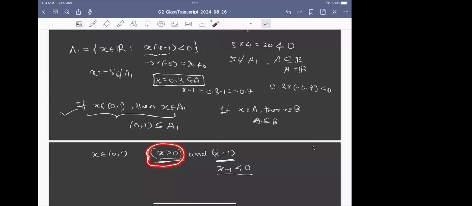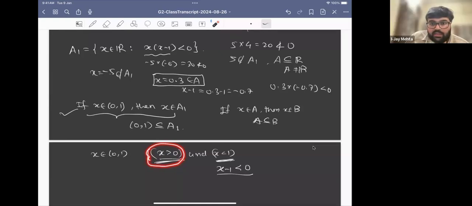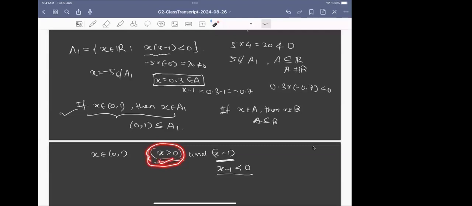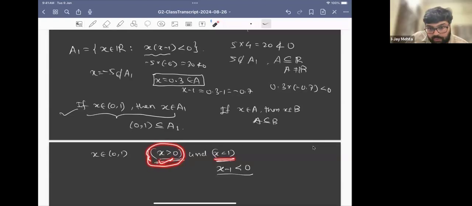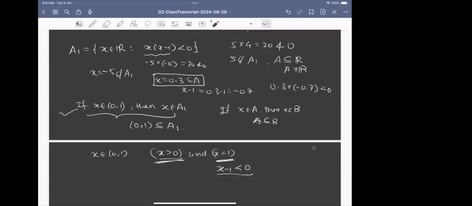I know, but she is confused, I think. X is greater than 0, Akanksha. Yes sir, positive. X is also less than 1. So what can you say about x minus 1?